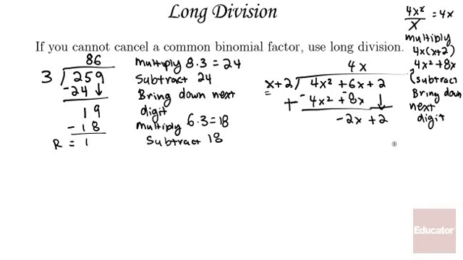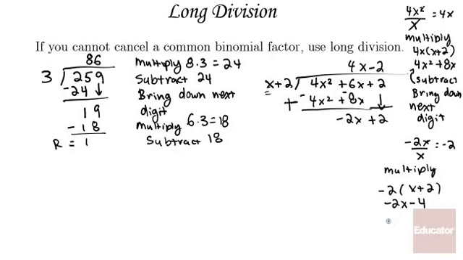Okay, multiply, divide again. So thinking about negative 2x divided by x, the x's cancel. That's going to give me negative 2. So x goes into negative 2x, negative 2 times. So I'm going to write a negative 2 up here. Then multiply. And what I'm going to be multiplying is negative 2 times x plus 2 to get negative 2x minus 4.